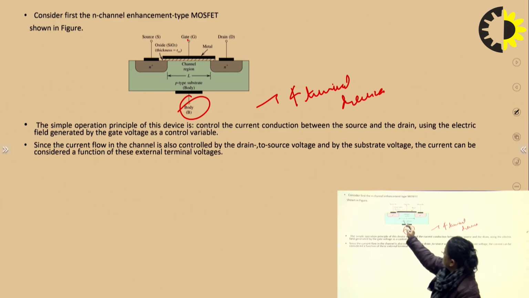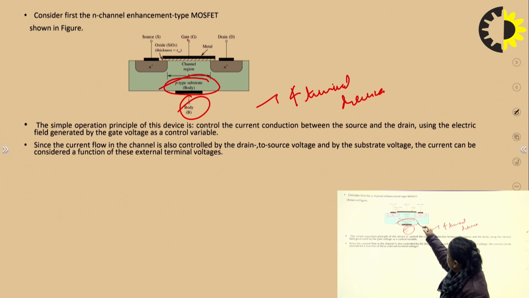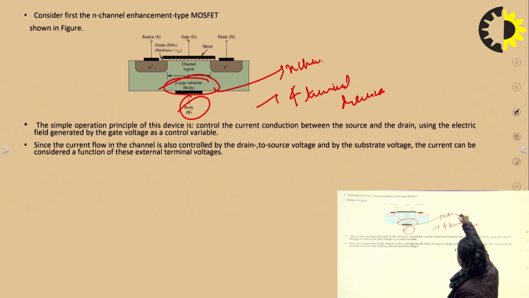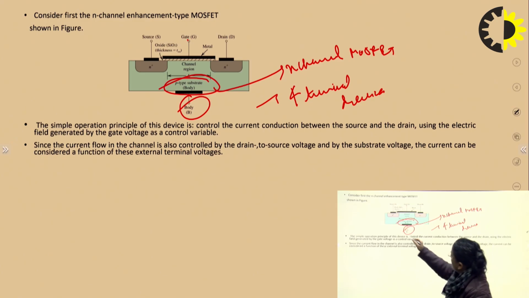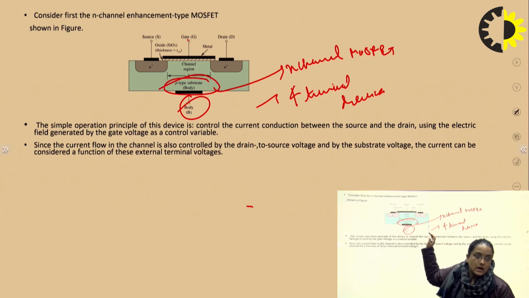This is the channel length, in which your substrate is of P-type. If it is of P-type, then we say it is an N-channel MOSFET. Why N-channel? Because the source and the drain regions are doped with N-type material.